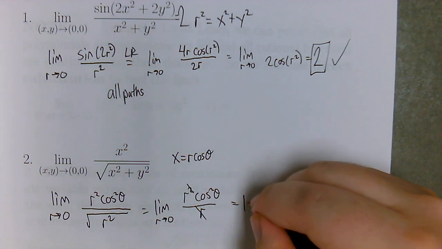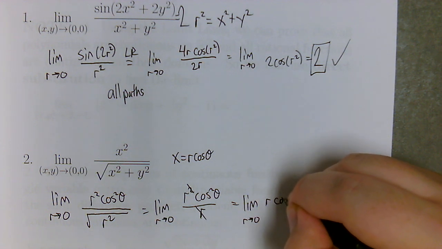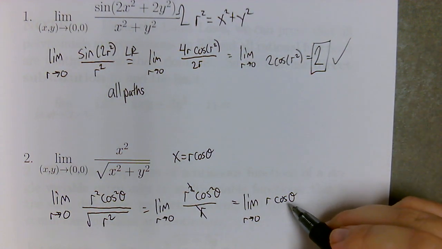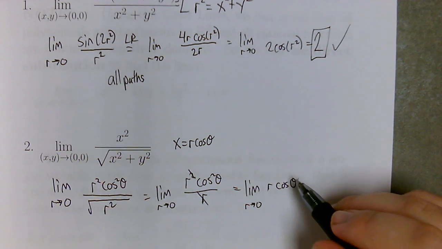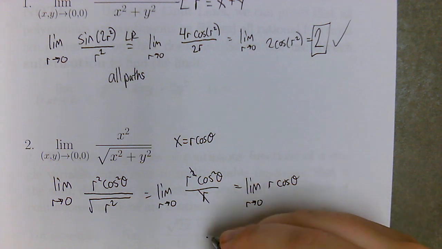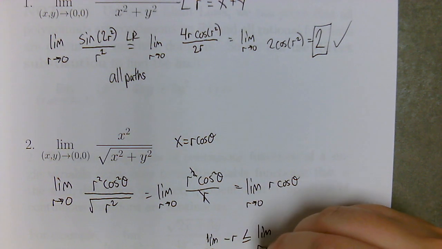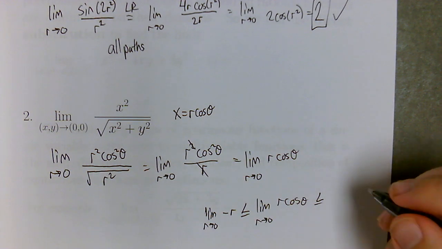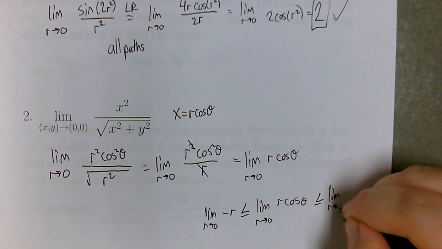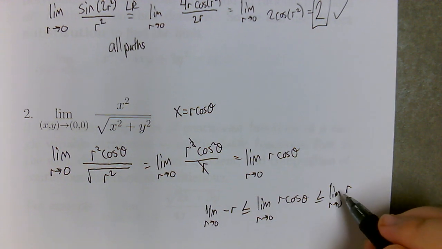And then we can cancel, and we have the limit as r goes to 0 of r cosine of theta. Now, cosine of theta is just going to be some value between -1 and 1. So we know that the limit as r goes to 0 of -r is less than or equal to the limit as r goes to 0 of r cosine of theta, which is less than or equal to the limit as r goes to 0 of just r. So I replace cosine with -1 here and 1 here.